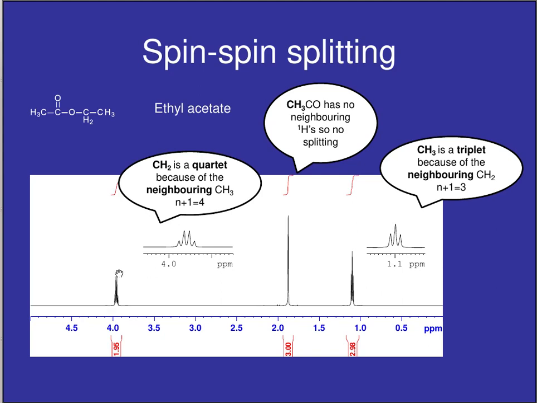But the rule is, if you've got 1 neighbor, you're going to split into 2. If you've got 2 neighbors, you'll split into 3. If you've got 3 neighbors, you'll split into 4. And of course, if you've got no neighbors, you're not going to split at all. So it's always the n plus 1 rule, looking at your neighbors. And this methyl group has got 2 neighboring protons. This CH2 group has got 3 neighboring protons. And this CH3 group has got no neighboring protons. So let's see why this is.